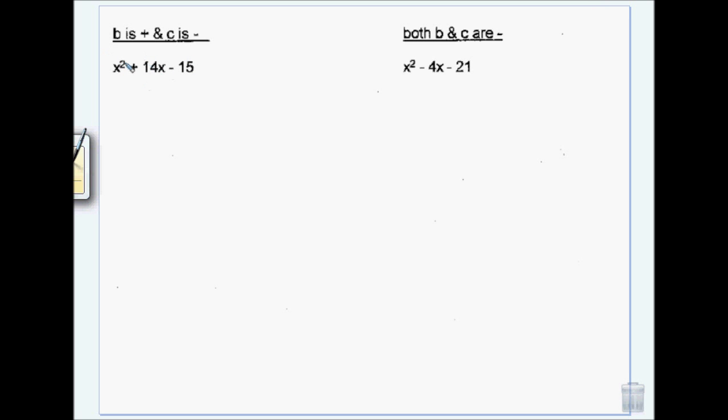This is negative and this is positive. What we have, like I said, is still the big giant X. But now we have a situation where I'm looking for two numbers that when I multiply them, I get a negative. That means I'm going to need one negative and one positive. And when I add them, I'm going to get a positive 14.